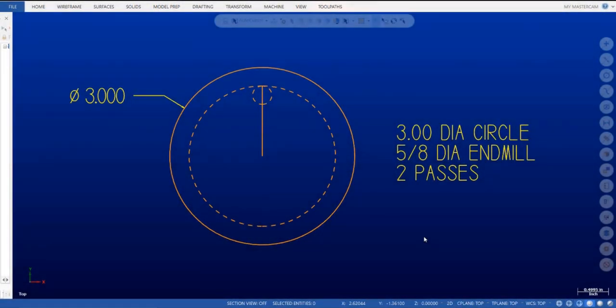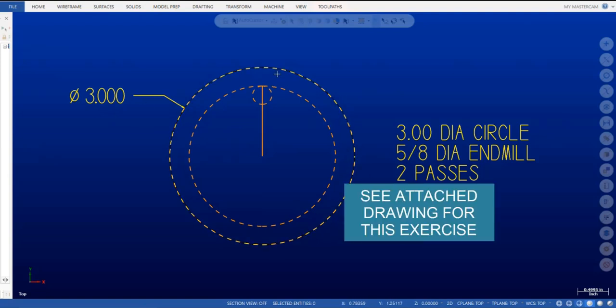Alright, so your exercise will be to write a toolpath for a circle milling operation to mill this 3-inch diameter using a 5/8 diameter end mill. And I want you to make 2 passes all the way around before you come back to center. Write a complete program in GWizard Editor and make sure it runs without any errors. Good luck.